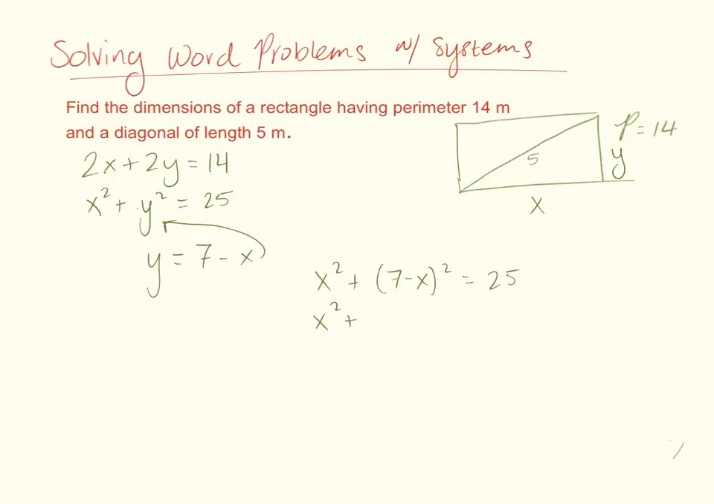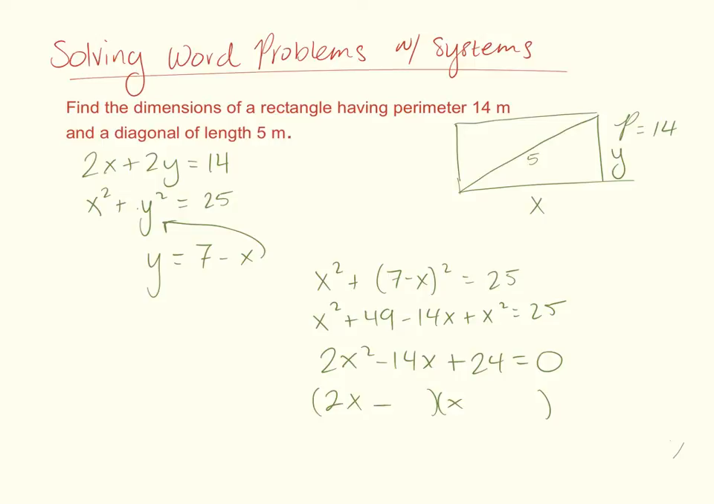x squared plus 49 minus 14x plus x squared is equal to 25. So then 2x squared minus 14x plus 24 is equal to 0. This factors into 2 times (x minus 3) times (x minus 4) equals 0. Yep, that adds up to 14. And so then we get that x is equal to 3 and 4.